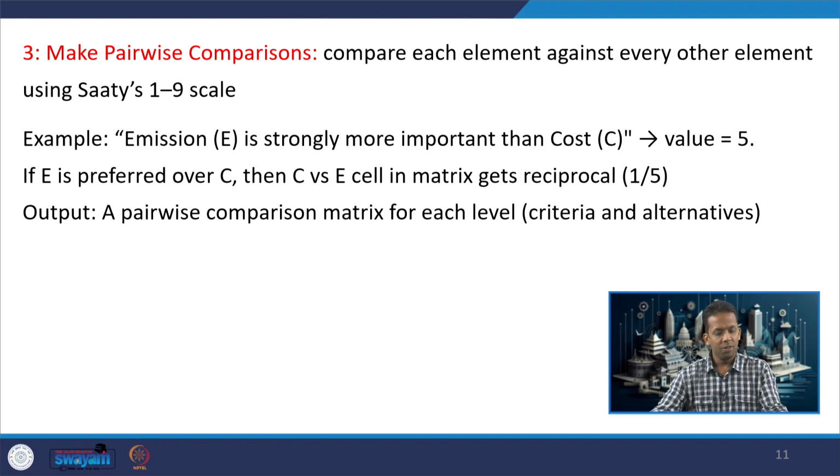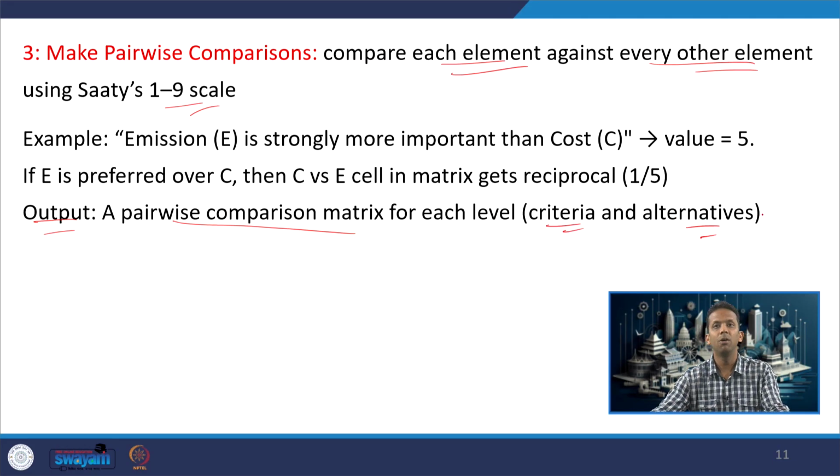So, the third step was to make the pairwise comparison. Once you do the pairwise comparison for the given data, you compare each element in the matrix against every other element using that scale, and the output of this stage is a pairwise comparison matrix. You obtain this matrix for each level, for criteria first and then for alternatives.